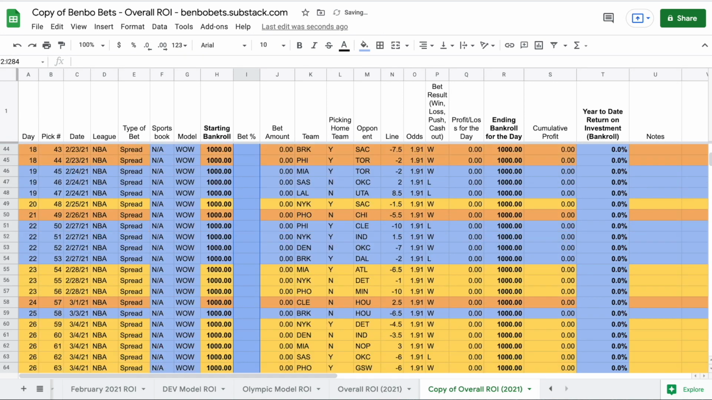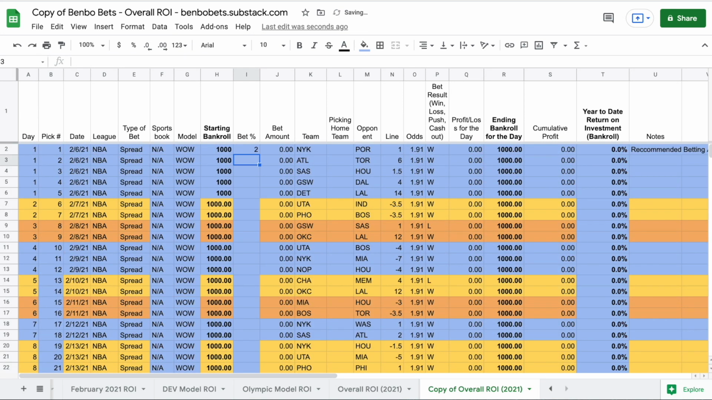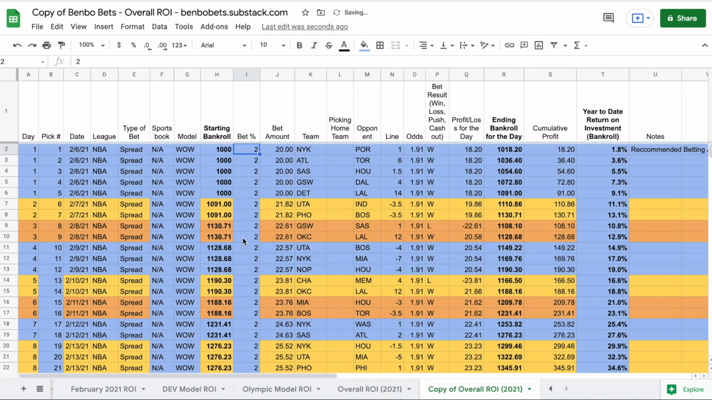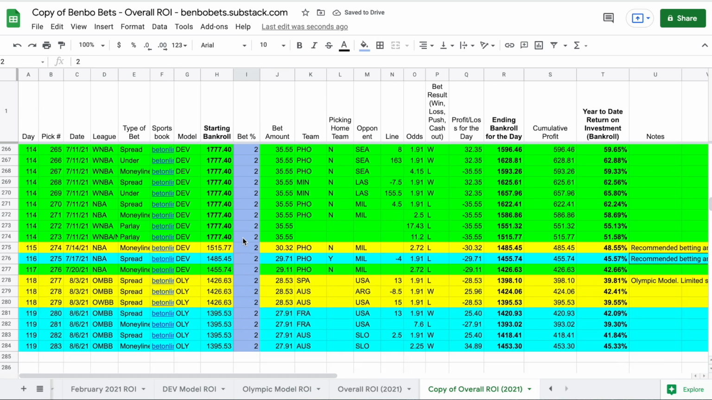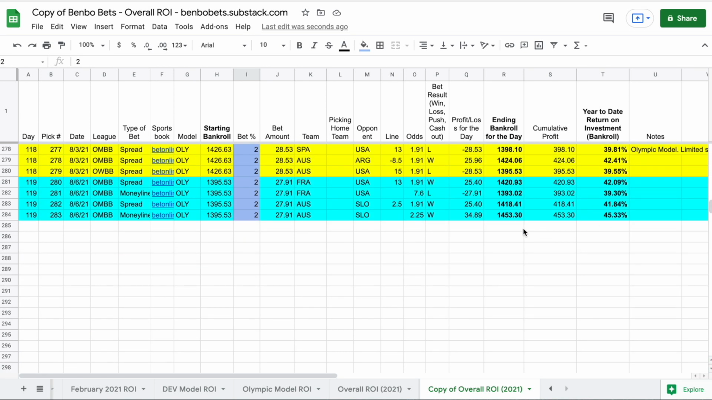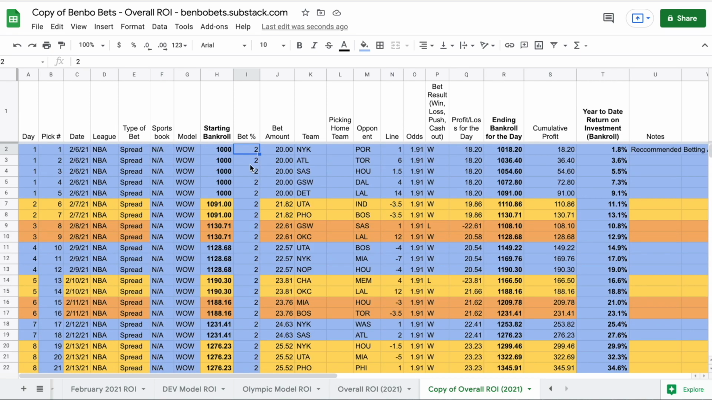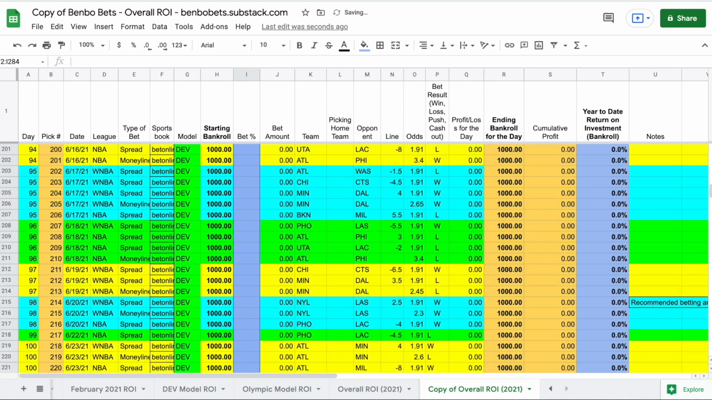Okay, now let's do 2%. And that gets you 45%. So you might think, remember at 5%, it was at 84. You might think if you reduce the betting percentage by half, that this ROI would be reduced by half, but that's not how it works. Actually, let me show you exactly. So instead of doing 2, let me do 2.5%.